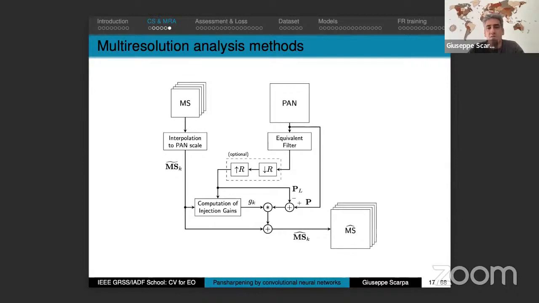As a last remark, I would like to stress that there are other very important traditional approaches that we are not talking about here. These are statistical methods or variational methods, that basically model pansharpening as an inverse problem.